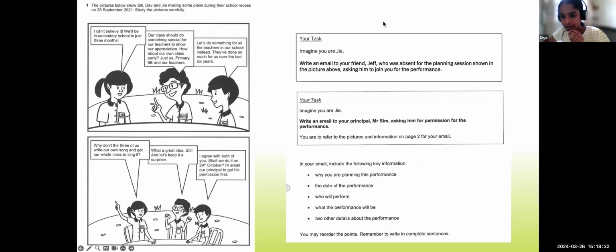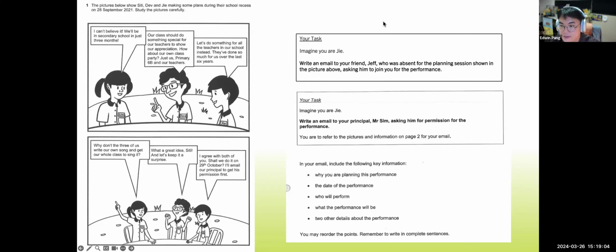For the first one, you're supposed to write to your friend about who was absent about the planning session. But then when you're writing to your principal, you're asking for permission. Okay, very good. So the content or the purpose of the email is different. The first task is asking you to inform your friend about what he missed. And then I think, Dia, you missed the second part, which is also to ask him to join you for the performance, isn't it? Right? You want your friend Jeff to join you to participate in the performance.